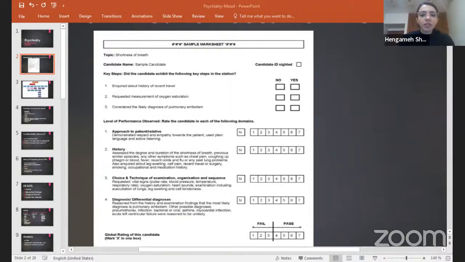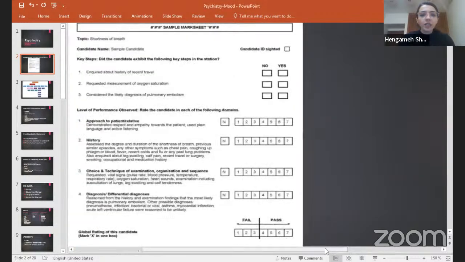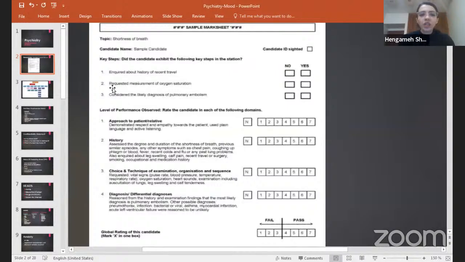that one of them is, let me actually zoom in so you'll get a better view. You can see that one of them is history, and checking the vitals initially, especially the oxygen saturation, is another key step. And the diagnosis, being able to diagnose this case. So the shortness of breath case, final diagnosis for this sample is pulmonary embolism, and the candidate should be able to reach the final diagnosis.